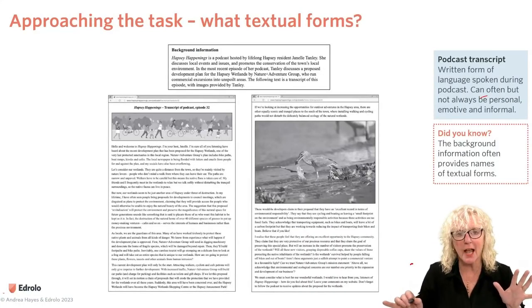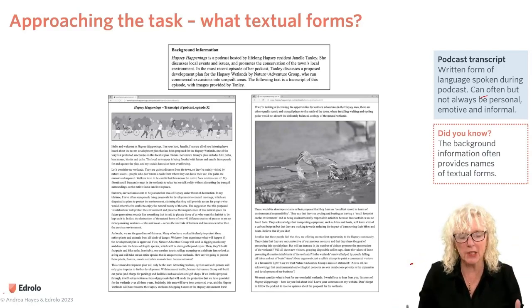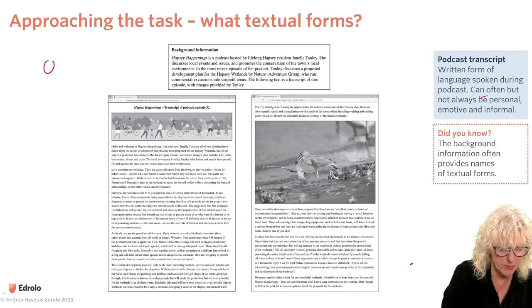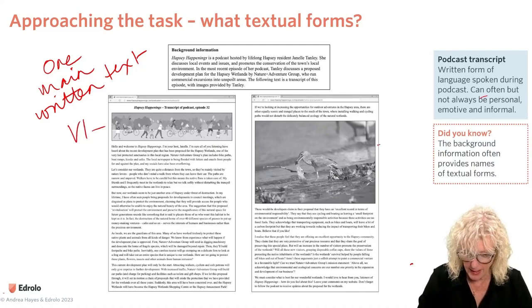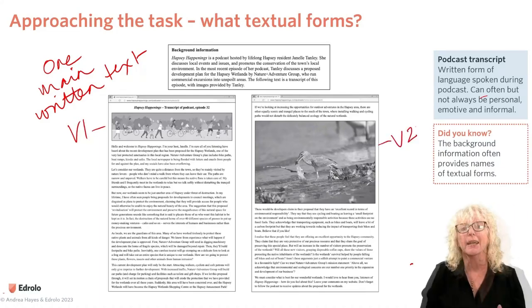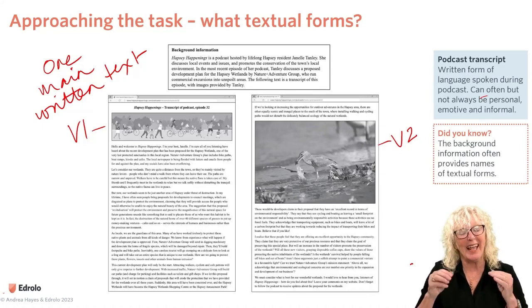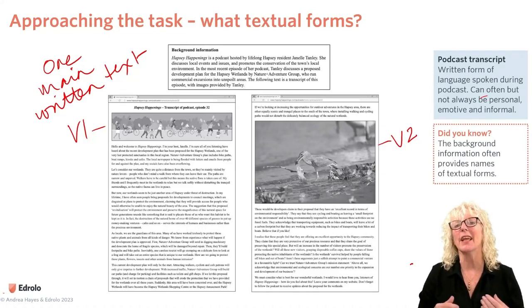Okay, approaching the task, we need to know what textual forms we are dealing with. When you look here, you can see this is one main written text, a long one, and it has two visuals, visual 1 or graphics and visual 2. Now you need to download the 2022 complete exam task and read through. You'll see a link at the bottom of the screen.